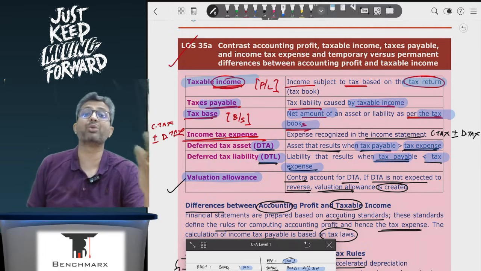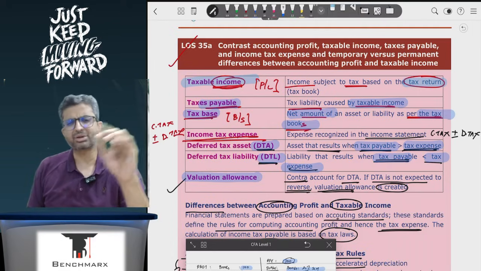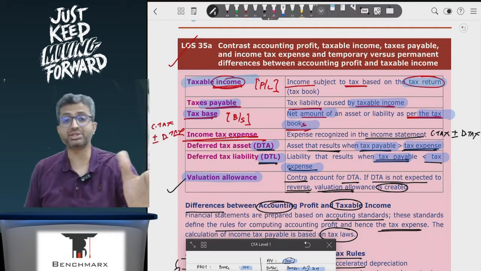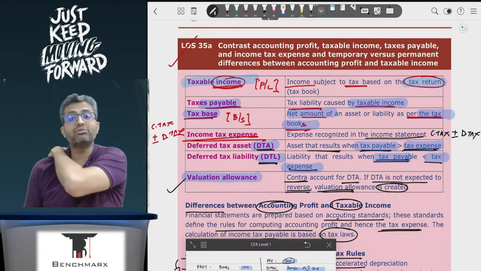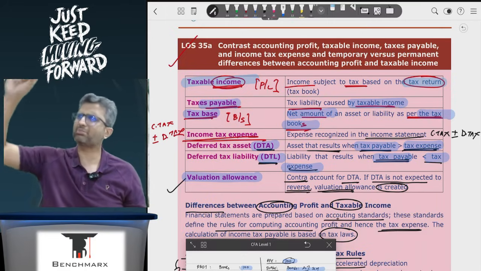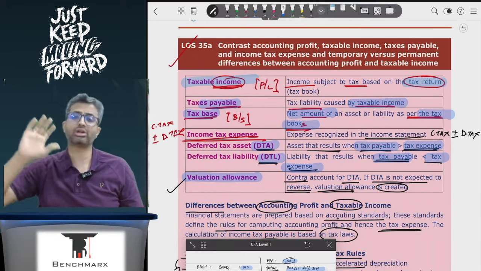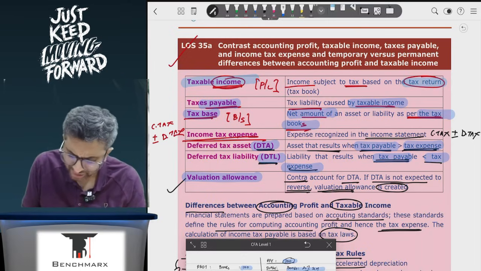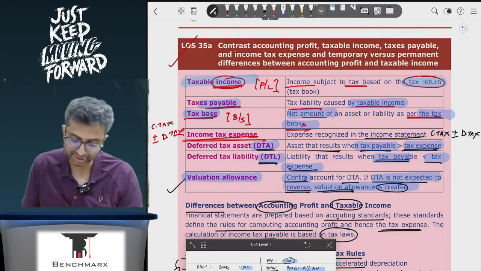I will create a separate valuation allowance. So if there's a deferred tax asset of 30 rupees, I will create a separate valuation allowance. Let's say I'm assuming no profits, then I'll create the full valuation allowance of 30. My entry will be, let us say, P&L account debit to valuation allowance. When I present my balance sheet, I have a deferred tax asset minus, let us say, valuation allowance under US GAAP. So this is a contra account for DTA. If DTA is not expected to reverse, valuation allowance is created.